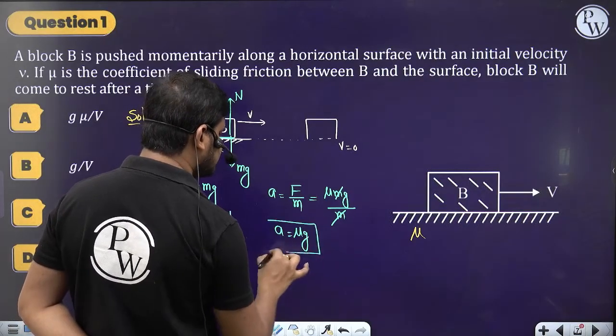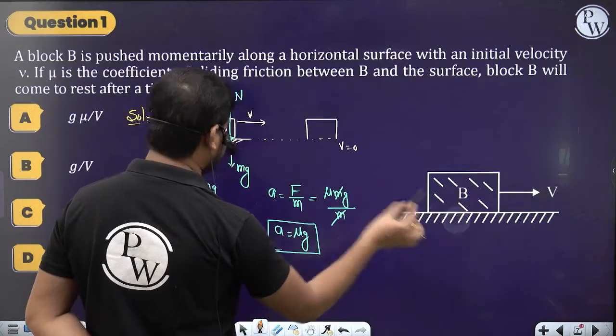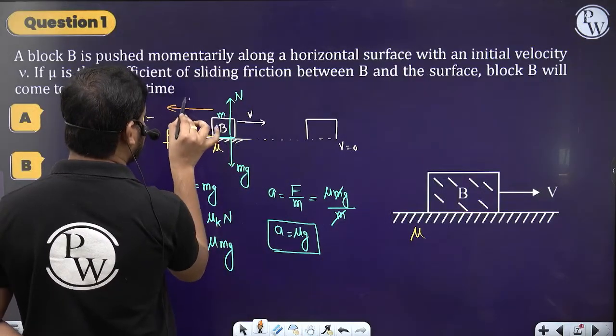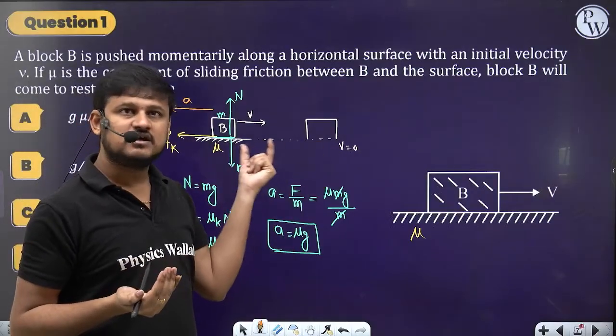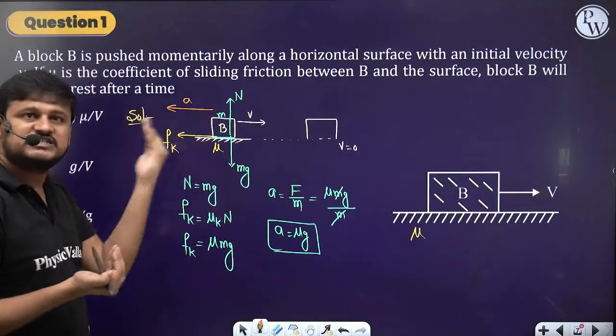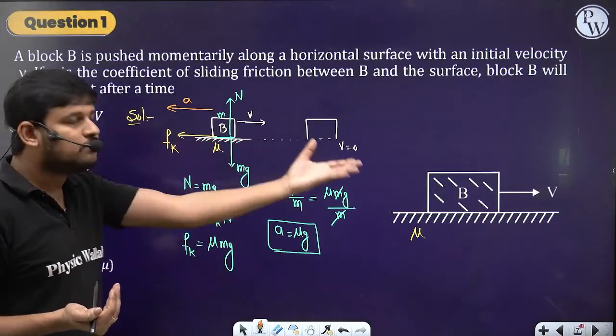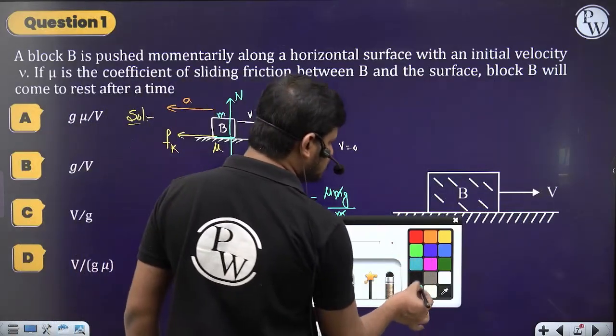So this acceleration is acting in which direction? The acceleration due to the friction is in this direction. Yes or no? The body is moving to the right, but it is retarding, right? It's coming to rest, which means it's retarding. Retarding means the acceleration is opposite to the motion. Understood? Chalo. So now a is equal to mu g, we got.